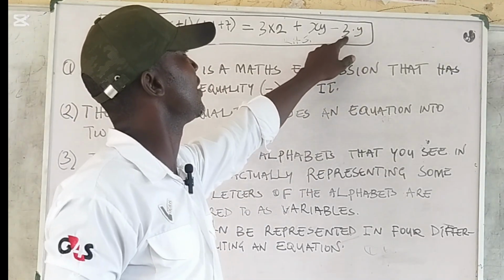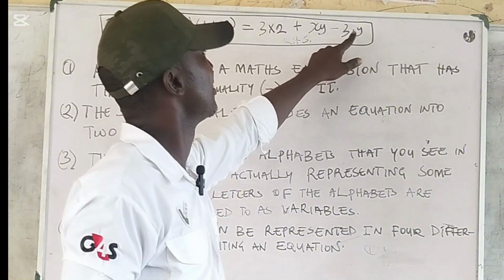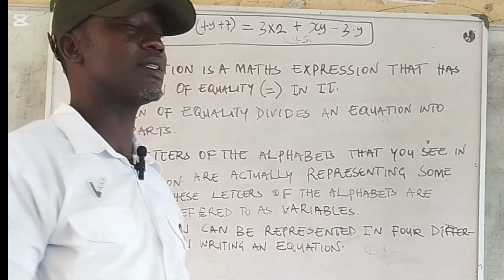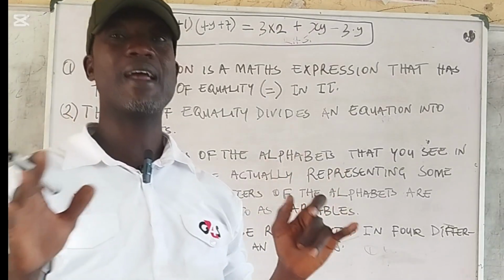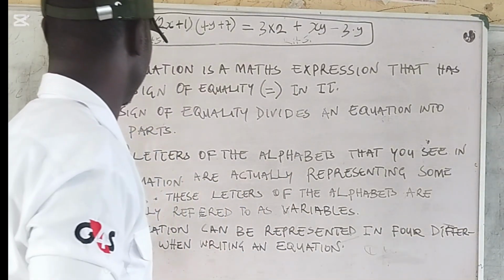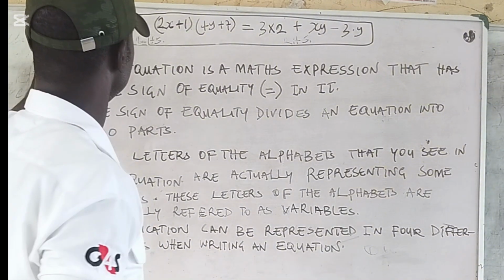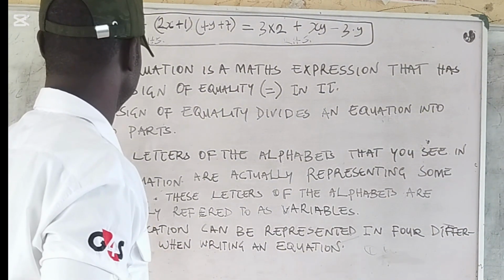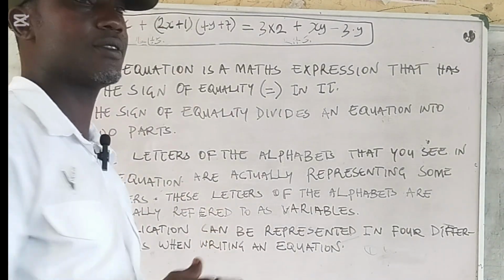So when you see 3 dot y, you know that it is 3 times y. These are the 4 different ways that multiplication can be represented while writing an equation. So that is our fourth fact. We've listed 1, 2, 3, 4. So we're going to go to the fifth fact.